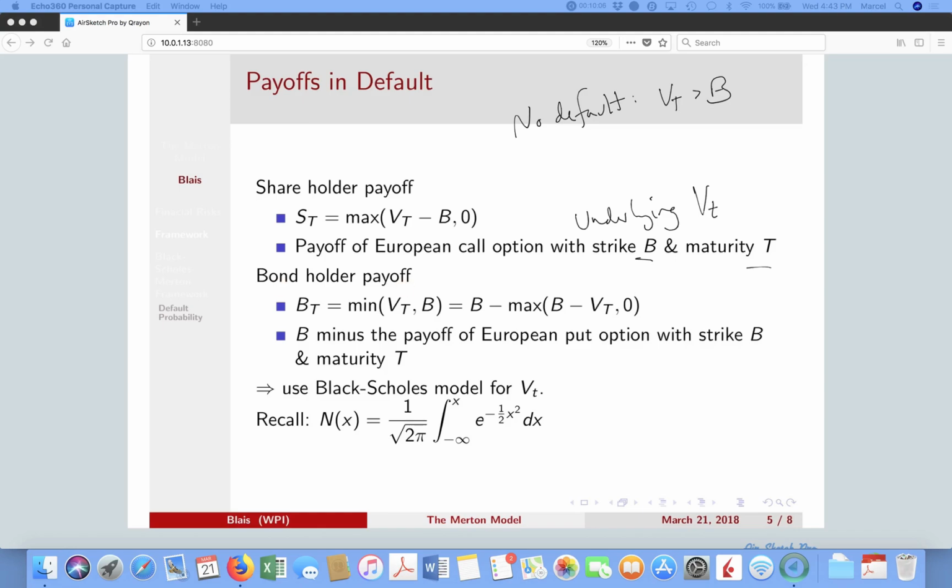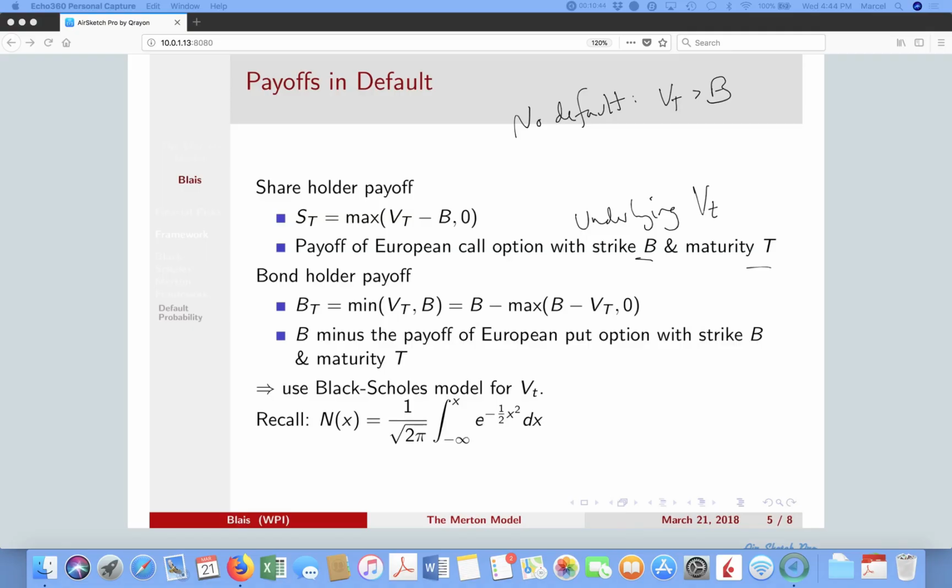For the bondholders, well, the bondholders either get their money back, they get their face value, which is going to be money with interest, or in the case of default, they get the value of the firm. So if the value of the firm is big enough to make the bond payment, they get B. If it's not, then they get the value of the firm. So they get whichever is smaller. Hence we have the bondholder payoff at time capital T is the smaller of these two.